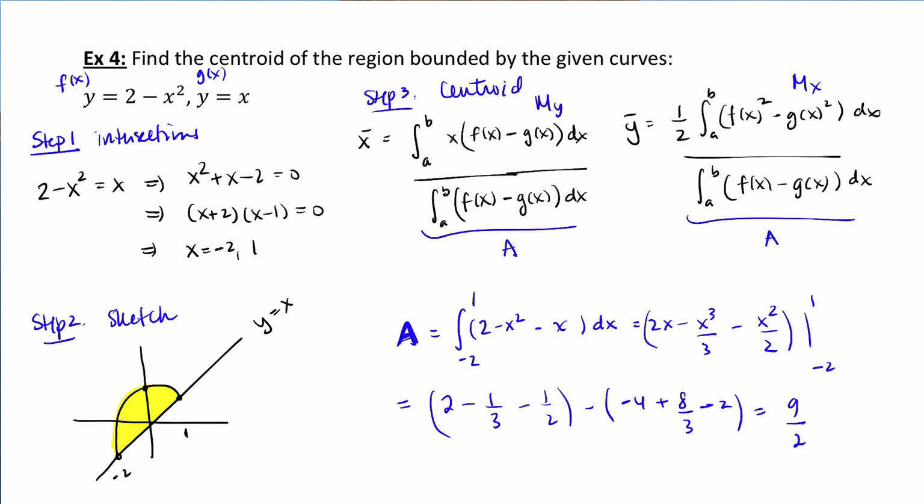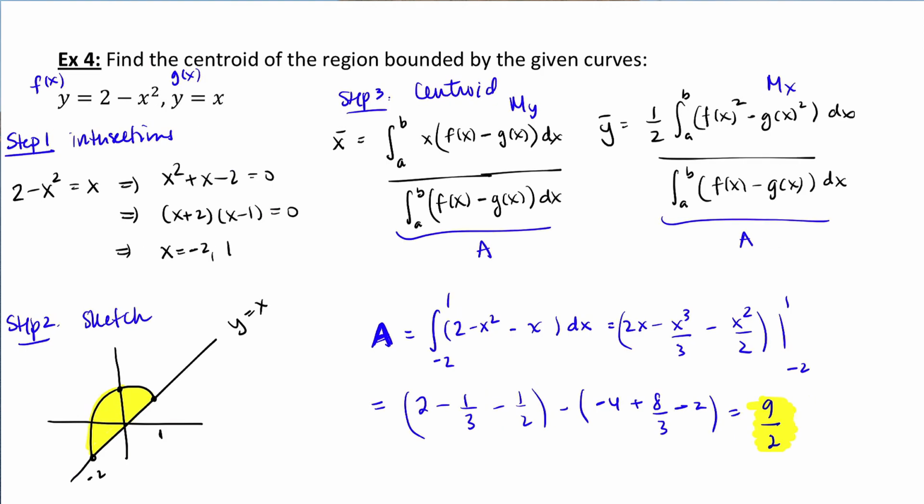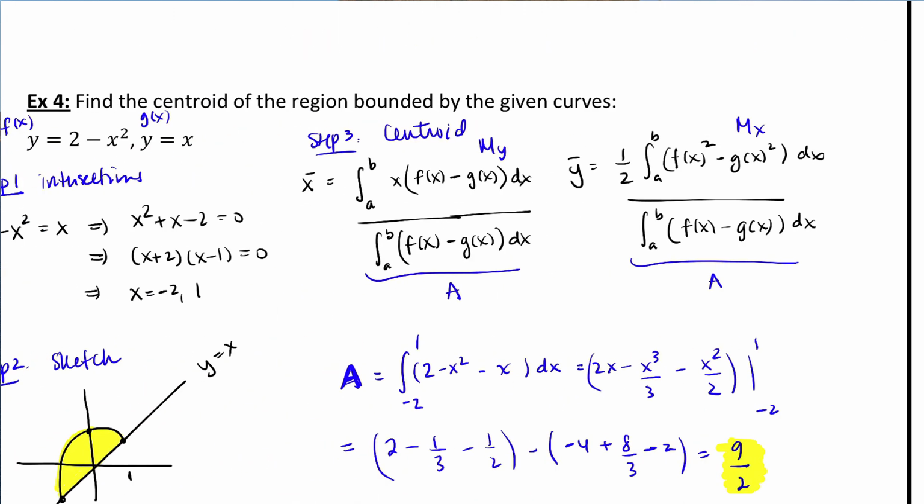And I need this for my x and y coordinates of the center, okay? Perfect. So now I'm ready to compute my x coordinate. I get that this is just, by definition, my x coordinate, it's equal to 1 over 9 over 2, which we know is 9 over 2.